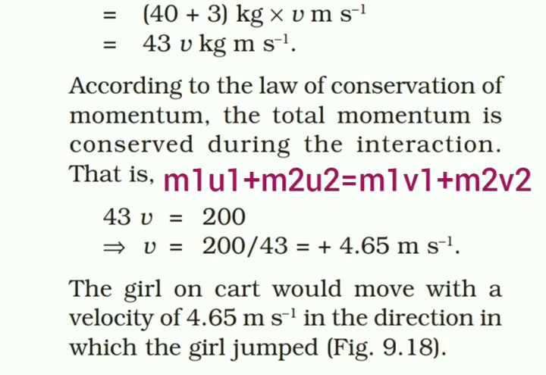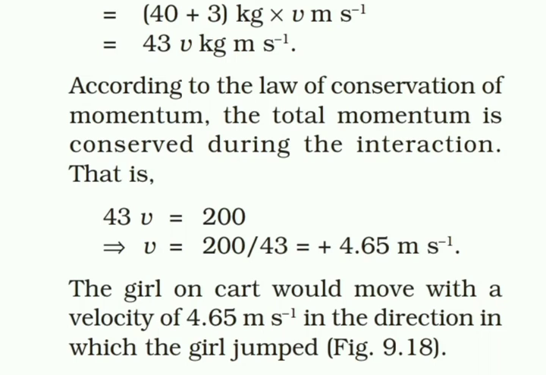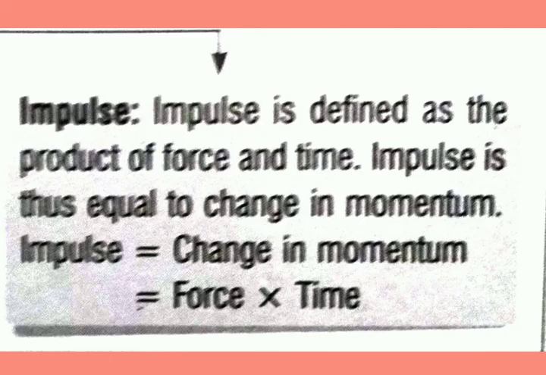According to the law of conservation of momentum, the total momentum is conserved during the interaction. That is 43 v equal to 200. Therefore, v equal to 200 by 43 equal to 4.65 meter per second. The girl on the cart would move with a velocity of 4.65 meter per second in the direction in which the girl jumped.